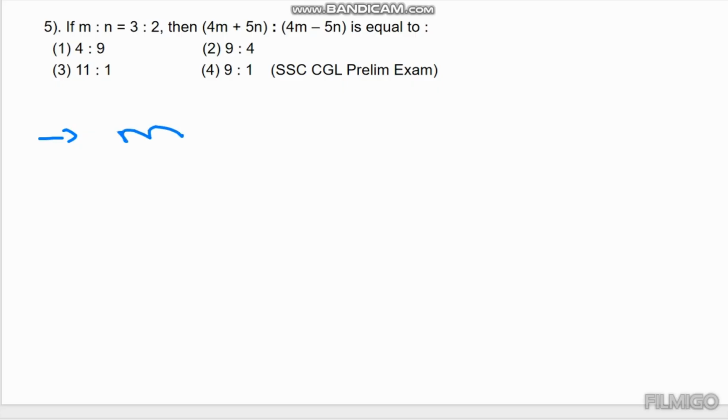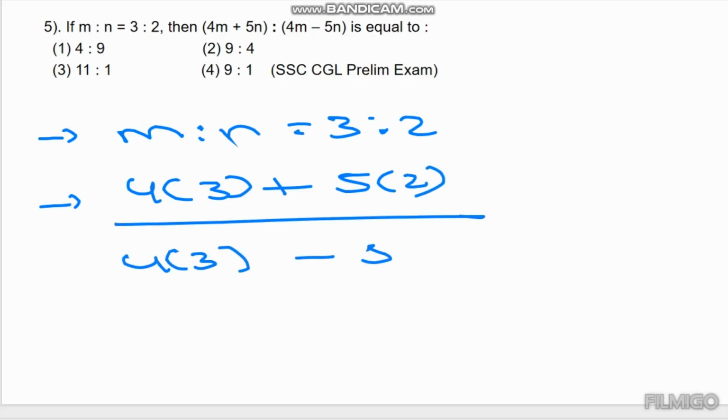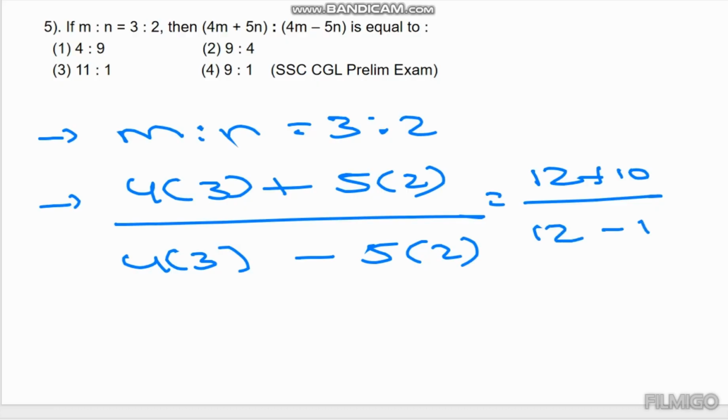Here given m is to n equal to 3 is to 2. So substitute the value of m and n in the above question. 4 into 3 minus 5 into 2 equal to 12 plus 10 by 12 minus 10. 22 by 2 equal to 11 is to 1. So option 3 is correct answer.